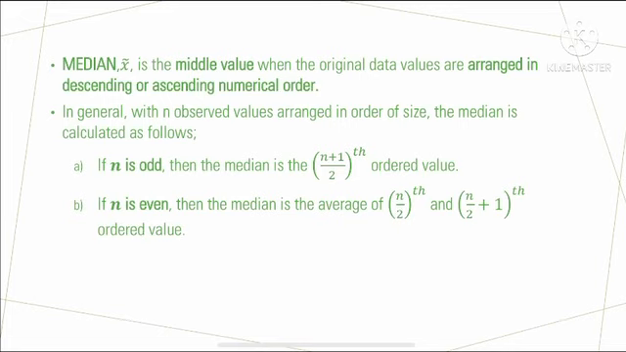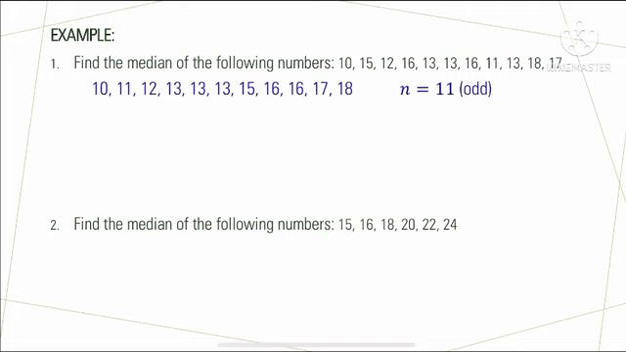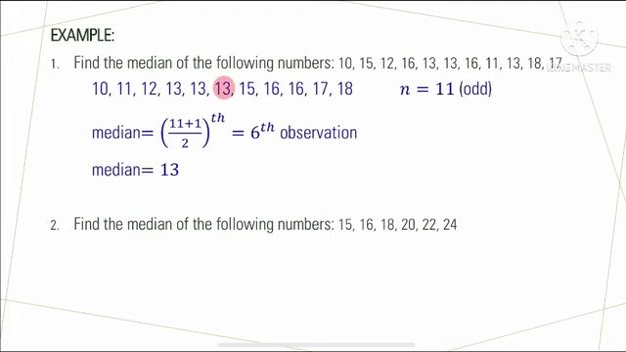For example 1, we rearrange the data from the lowest to the highest, or in ascending order, first. Since the number of data is 11, which is odd, we use the formula n plus 1 over 2. And we know that the median is the 6th observation. The 6th observation is equal to 13. So the median is equal to 13.